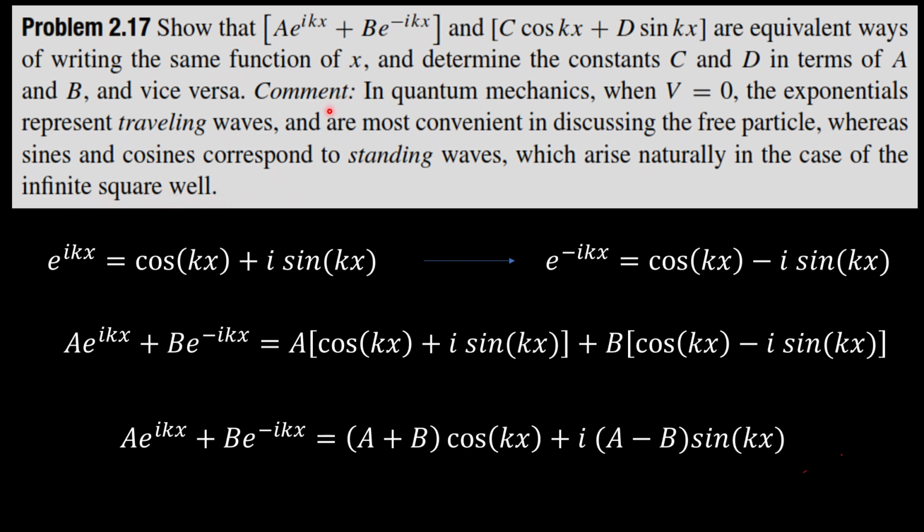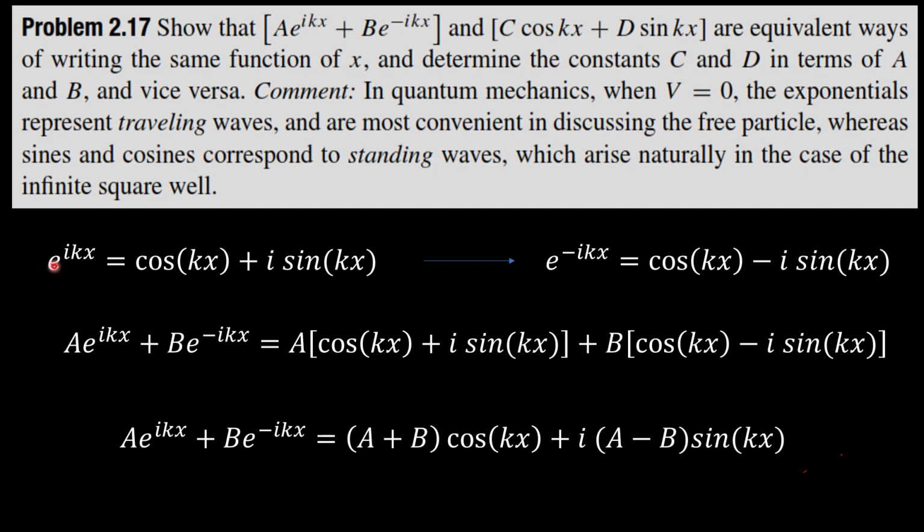Though this problem looks very simple, it conveys a lot of message. It is about showing equivalence between two common representations in quantum mechanics: the exponential and the sine and cosine, that is, the trigonometric functions. We will see in detail the importance of this problem at the end. So watch this problem till the end.